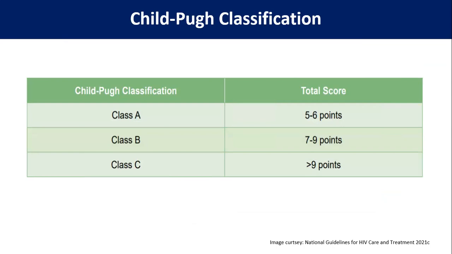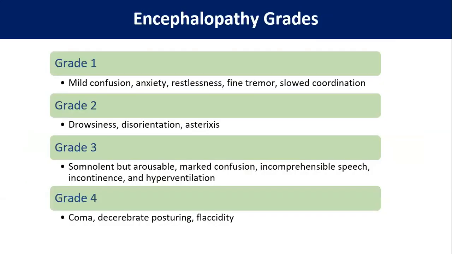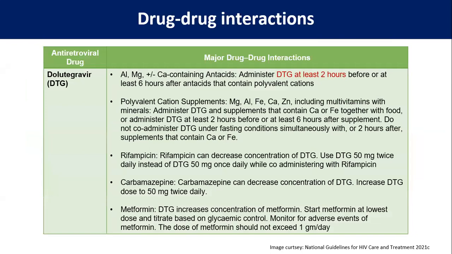If it is 6 or less, it is class A. So up to score 6, we can continue atazanavir, ritonavir. And in case of score 7 and more, we should not continue ATV/r in case of hepatic diseases.